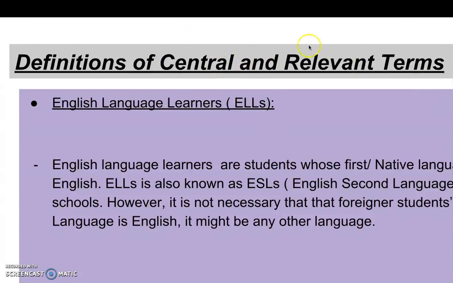Definition of central and relevant terms. English language learners are students whose first or native language is not English. ELLs are known also as ESL, English as a Second Language, in some schools. However, it is not necessary that the foreign student's second language is English. It might be any other language.